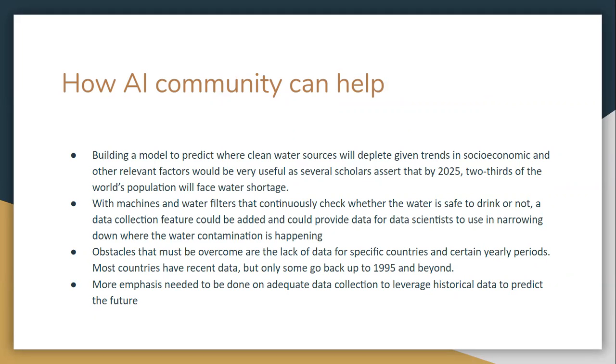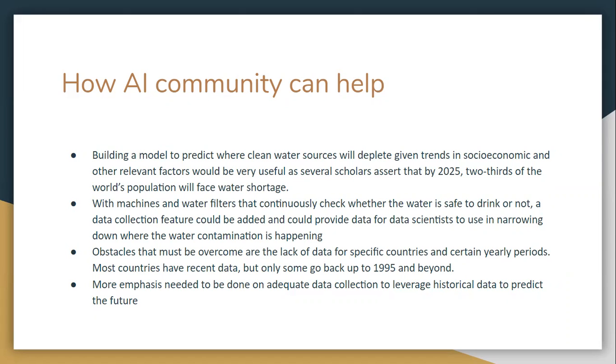How the AI community can help is by building a model to predict what clean water sources will deplete given trends in socioeconomic and any other relevant factors. That would be very useful as several scholars, as said in worldwildlife.org, assert that by 2025, two-thirds of the world's population will face water shortage.